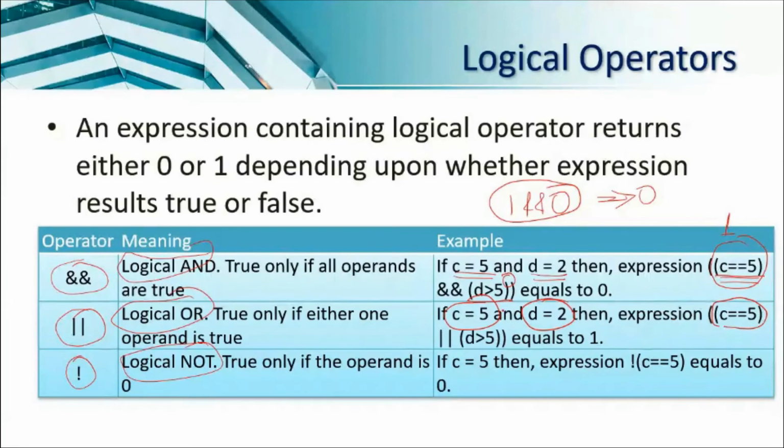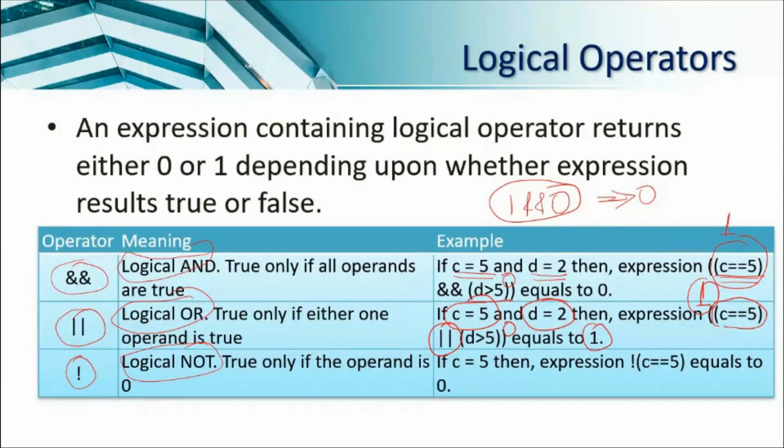In the logical OR case, if either of the expressions is true, it will give a result of true. Here, C equal to 5 is true, and that is evaluated to 1. Then D is greater than or equal to 5 is evaluated to 0. But since this is a logical OR, either this expression or this expression needs to evaluate to 1. Since this one is already evaluated to 1, this will give an answer of 1. So this is OR.